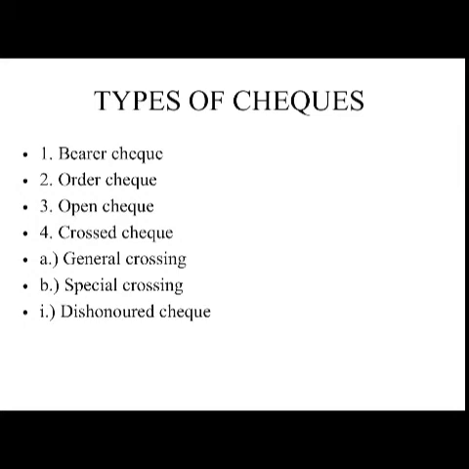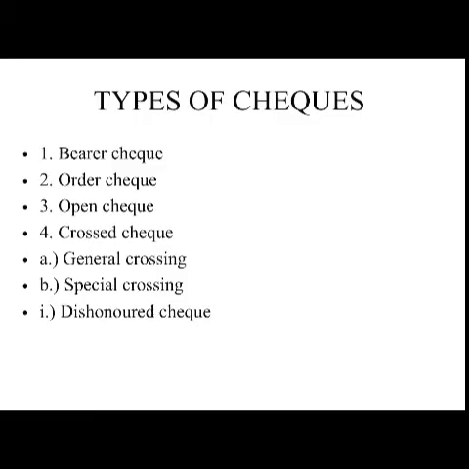When you talk about this general crossing, this is a check which has two parallel lines drawn on the face of the check. With this general crossing, it has no name of the bank in between those parallel lines. Also, it can be deposited at any bank where the payee happens to have a bank account.